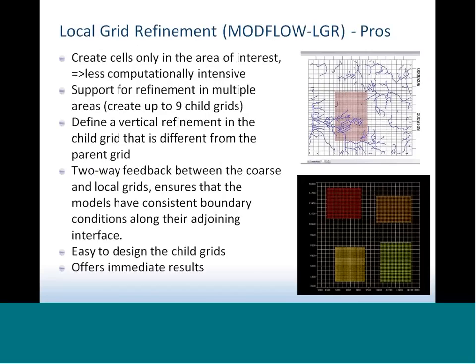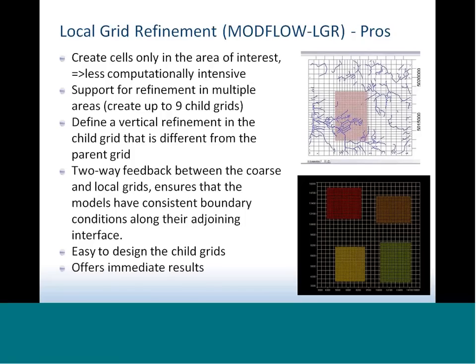Some of the pros of Modflow LGR are quite obvious. It creates cells only in the area of interest, so you no longer have those rows or columns that extend all the way out to the edge of the model domain. And this generally means that it's less computationally intensive. You can have up to 9 child grids within a single parent grid. So if you have several well fields, you can create more than just one child grid if you wish. Again, with the consideration that they cannot overlap. And just a comment, each child grid can have a different refinement ratio. You don't need to have the same refinement ratio applied to each one.